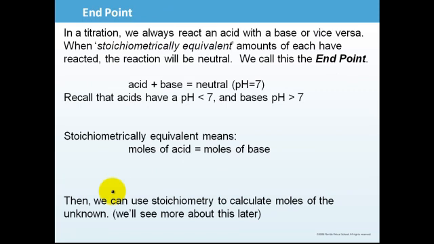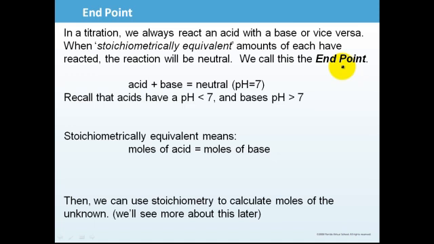Okay? Now, as we are adding that known concentration of acid or base, we add it until we get to what's called the stoichiometrically equivalent amounts. In other words, we have equal amounts of both. This is called the end point. All right, the end point. Once the acid and base concentrations are equal, we have a neutral substance. pH is less than 7, or excuse me, pH is equal to 7. That is called the end point.